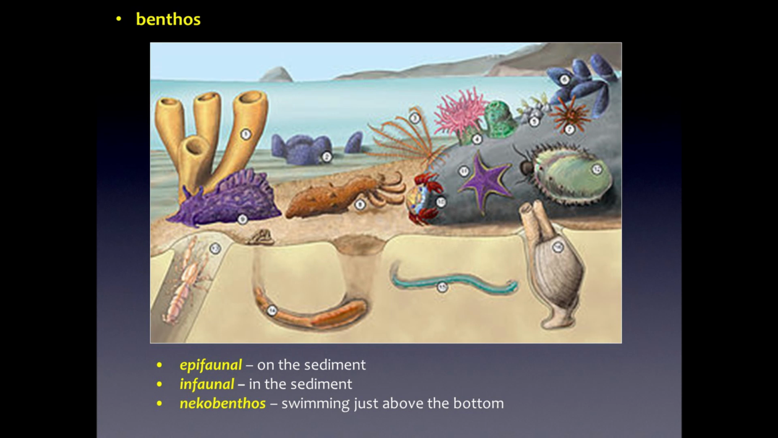We have infaunal. These are organisms that actually burrow down and live in the sediment, or sometimes they can even burrow through rock and live in rock that makes up the ocean floor. And then we have the nektobenthos, and these are animals that swim, but they swim just above the bottom. They don't really inhabit the water column per se, but they just swim right above the seafloor, and because of this we call them the nektobenthos.